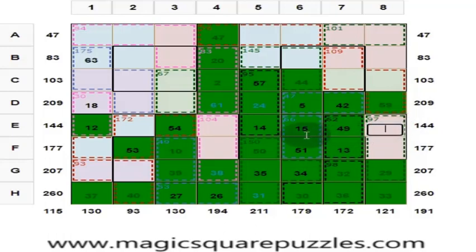49 plus 15 is, what do you say? 64. 64 plus 14, 78. 52. Okay. And what is this?